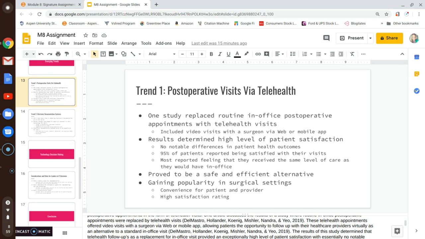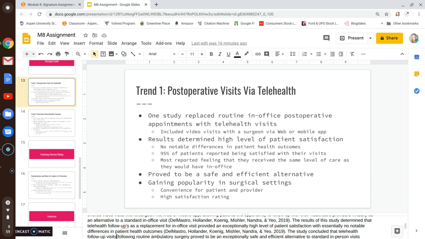These telehealth appointments offered video visits with a surgeon via web or mobile app, allowing patients the opportunity to follow up with their healthcare providers virtually as an alternative to a standard in-office visit. The results of this study determined that telehealth follow-ups as a replacement for an in-office visit provided an exceptionally high level of patient satisfaction with essentially no notable differences in patient health outcomes.